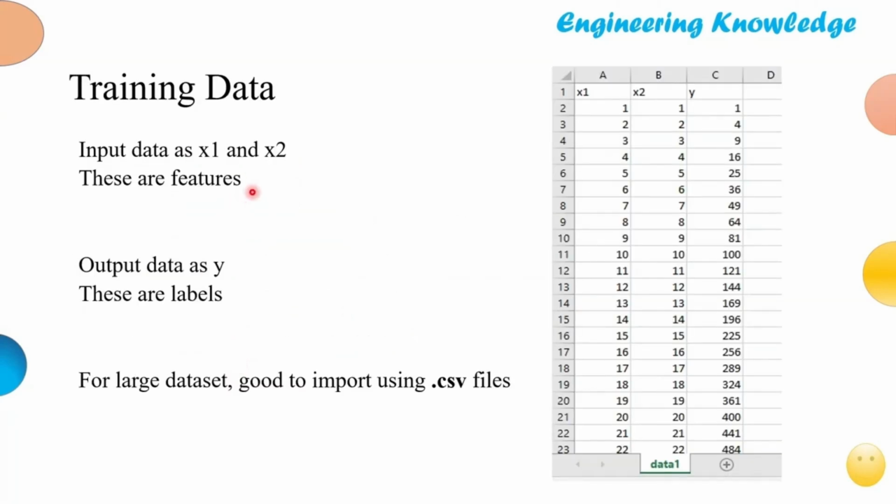The training data set is basically a CSV file. Suppose the name of the CSV file is data1. The features are x1 and x2. These are numbers from 1 to 200, and both are equal, x1 and x2. So basically, y is the multiplication of x1 and x2, but both are the same. So it becomes 1 into 1 is 1, 2 into 2 is 4, and similarly like that. So my input data is x1 and x2, my output labels are y, and I am importing these from CSV files.